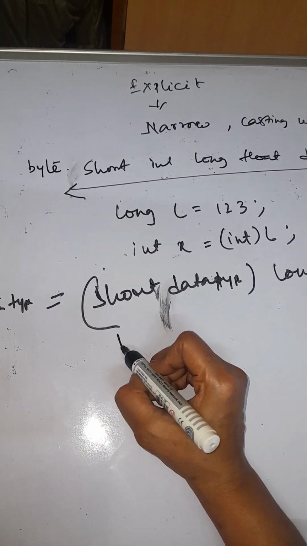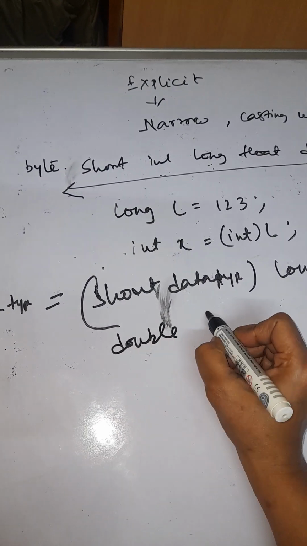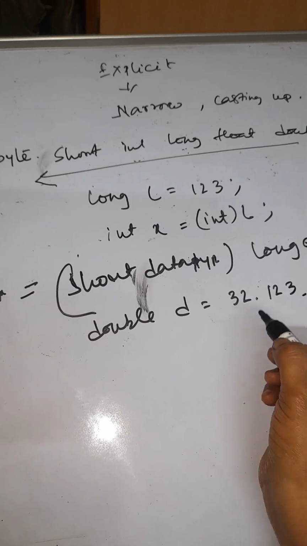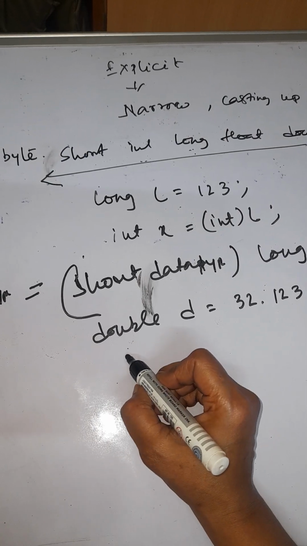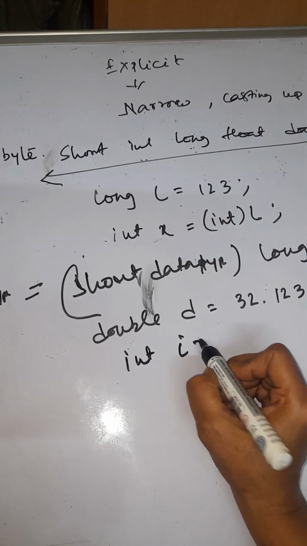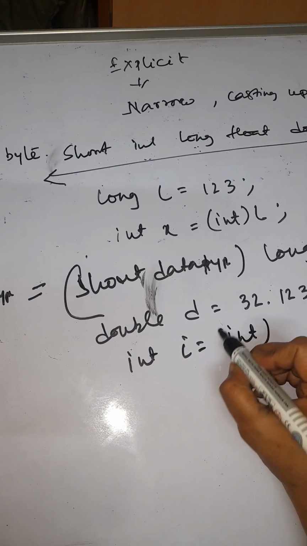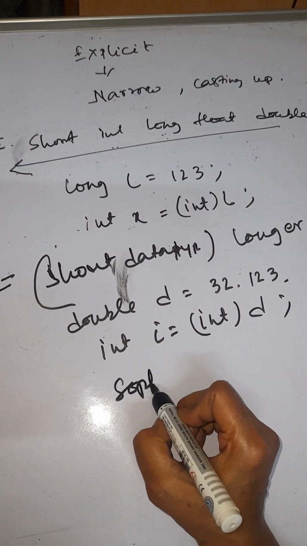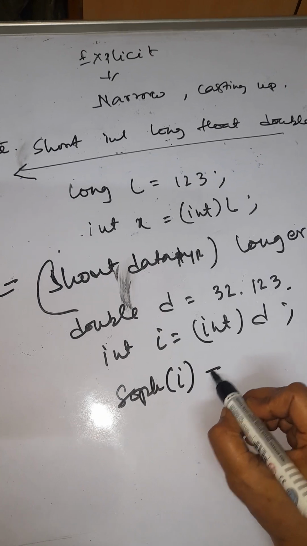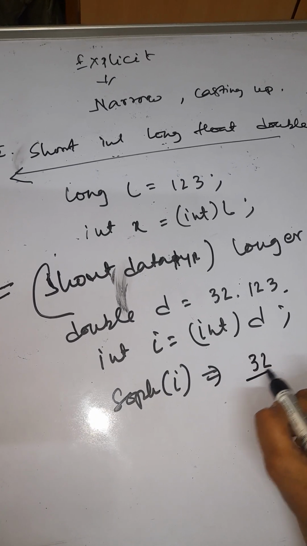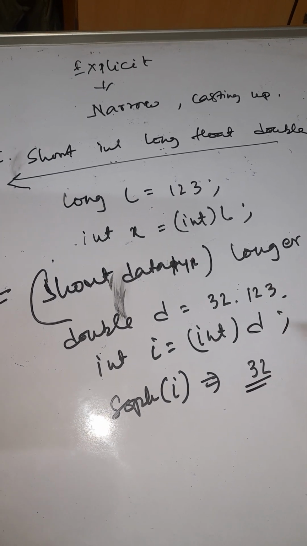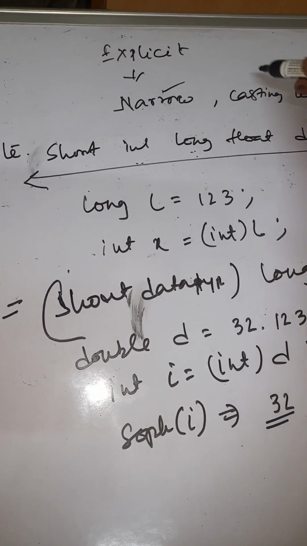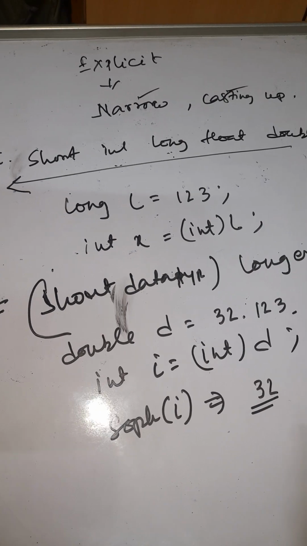So how to do it? If you have one variable, maybe double d equal to 32.123, and you want to convert it into an integer, then int i equal to (int) d. So what will the output be if you want to print it with System.out.println? Your output will be only 32. It will lose some values, that is, 0.123 will be lost. So this is known as narrow typecasting.